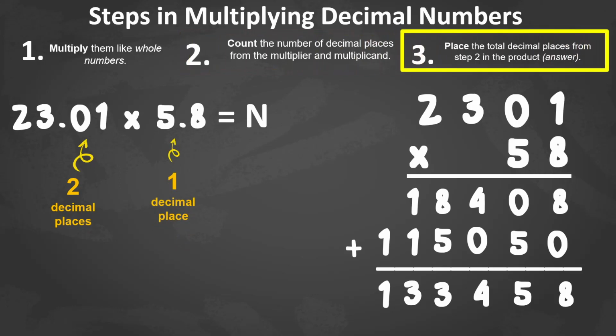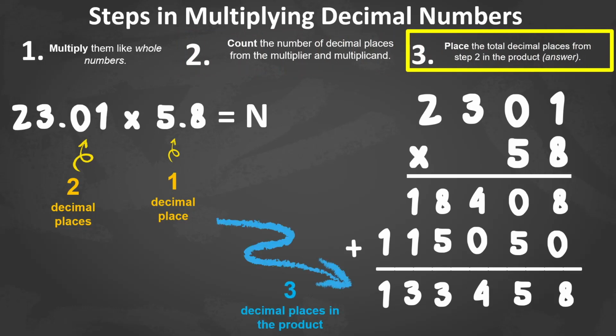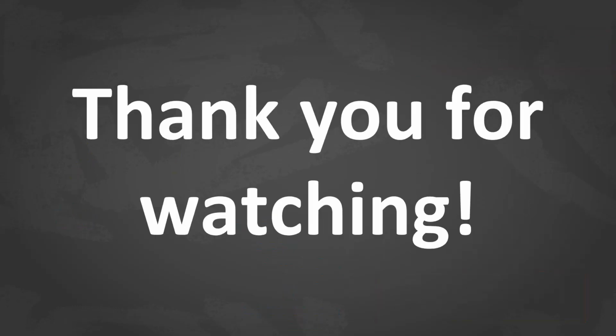Step number 3, we place the total decimal places from step 2 in our product. That makes it 2 plus 1, which is equal to 3. So 3 means we must put 3 decimal places in our product. We start counting from the right, going to the left: 1, 2, 3. Therefore, the decimal point must be placed between the 3 and 4. So the final answer would be 133.458, or 133 and 458 thousandths.